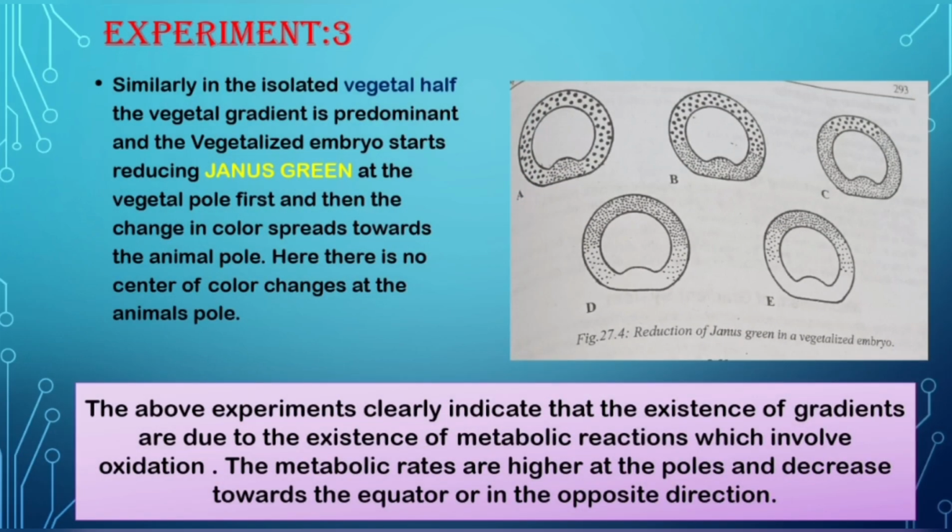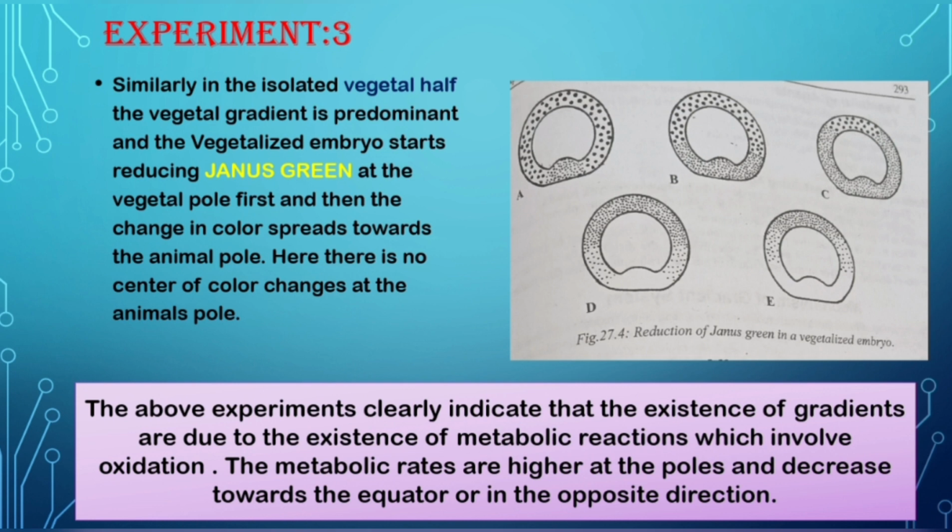Another experiment. Similarly, in the isolated vegetal half, the vegetal gradient is predominant and the vegetalized embryo starts reducing the Janus green at the vegetal pole first and then the color change spreads towards the animal pole. Here there is no center of color change at the animal pole.